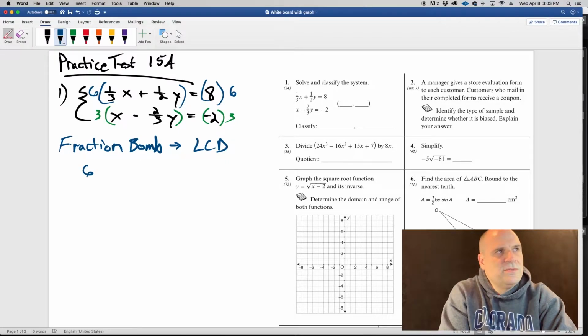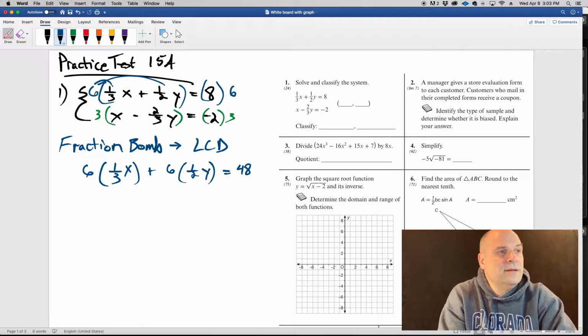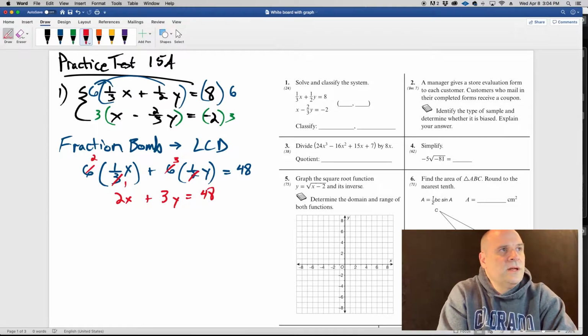We're going to distribute that 6 to both of those terms. So 6 times 1/3 x plus 6 times 1/2 y equals 48. Now we're going to reduce the 3 and the 6 to 1 and 2. So that's 2 times 1x, or 2x. Then the 2 and 6 reduce to 1 and 3, so that's 3 times 1y, or 3y, equals 48. All right, let's do this one.